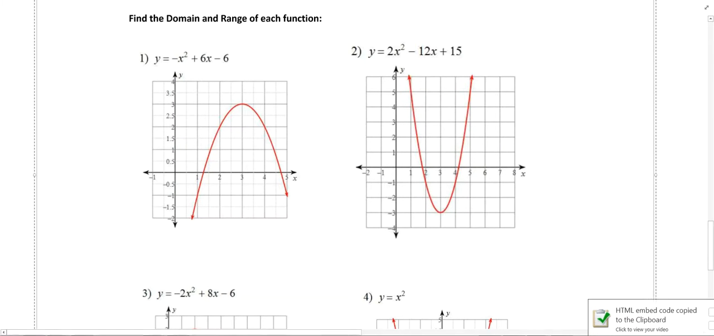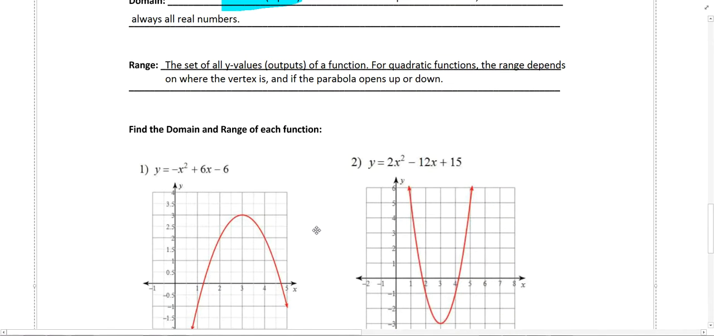So it doesn't mean that it doesn't exist just because you can't see it. Just keep that in mind. So the domain is anything. You can plug in anything, as long as it's a real number. You can plug in 1,000,000, you can plug in 1,000,000.2, you can do fractions, whatever.